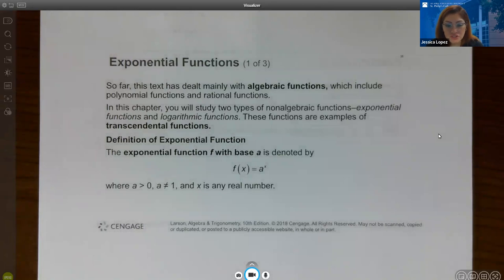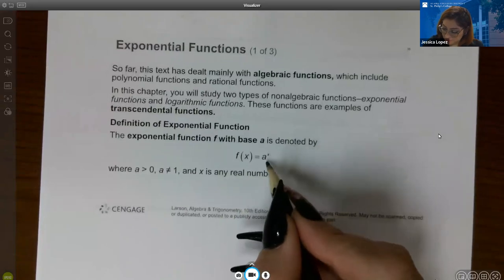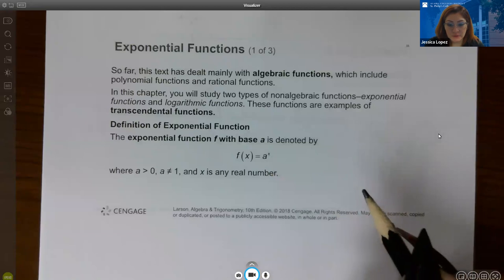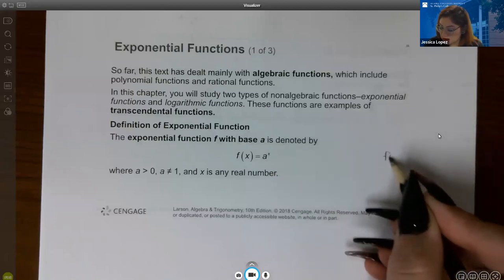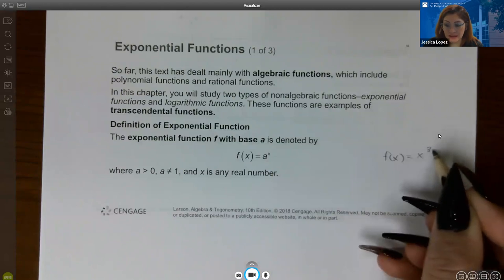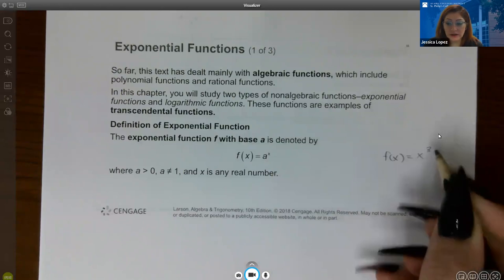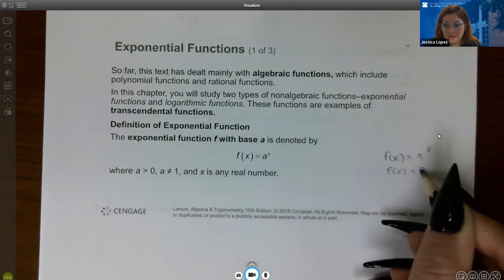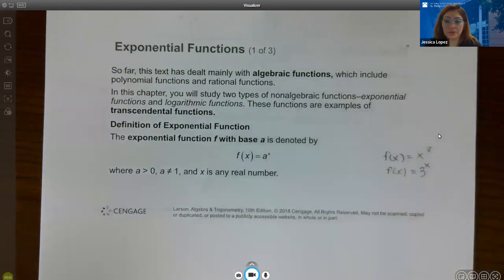Now, the definition of an exponential function is basically, you have a numerical base and your variable is in the exponent. You've been used to seeing things like this, where your variable was the base and the number was the exponent. Now you're gonna see things the opposite. So the base will be 3 and the variable will be the exponent, okay?